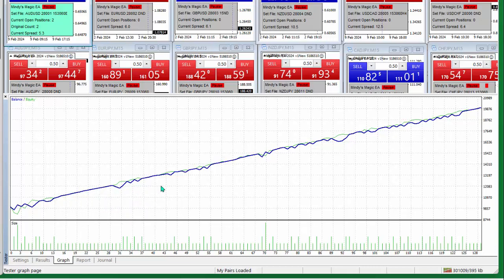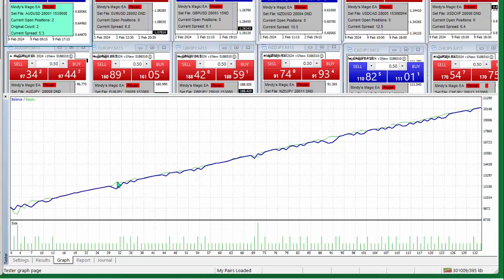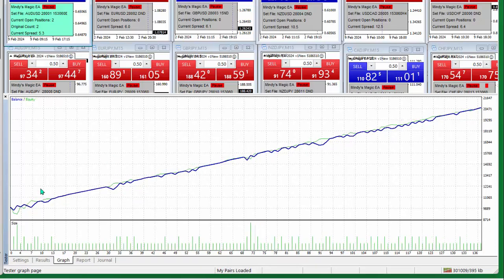Okay, so what we see, and sometimes we actually have equity above the balance line, is because of the way my EA works. It not only creates trades when it needs to, it will hedge the trades when they're too negative, and it will also create what we call a quick fixer trade that corrects those hedged situations.